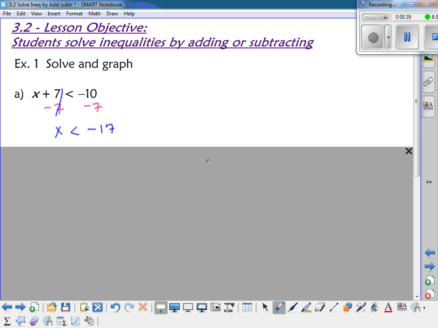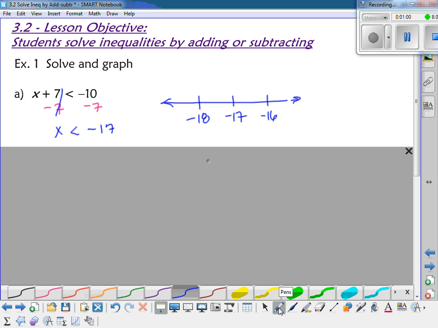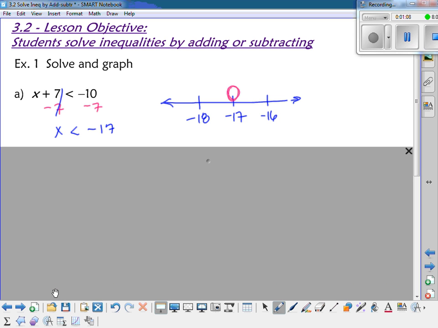So to graph that on a number line, I want to put the point negative 17 and a couple of points around it. Okay, x is less than negative 17. That means I'm going to have to use an open circle because negative 17 is not part of the solution. So I put an open circle on negative 17, and it's less than, so it's the numbers that are getting smaller, and so it would have to go to the left. And so this would be the graph of x is less than negative 17.